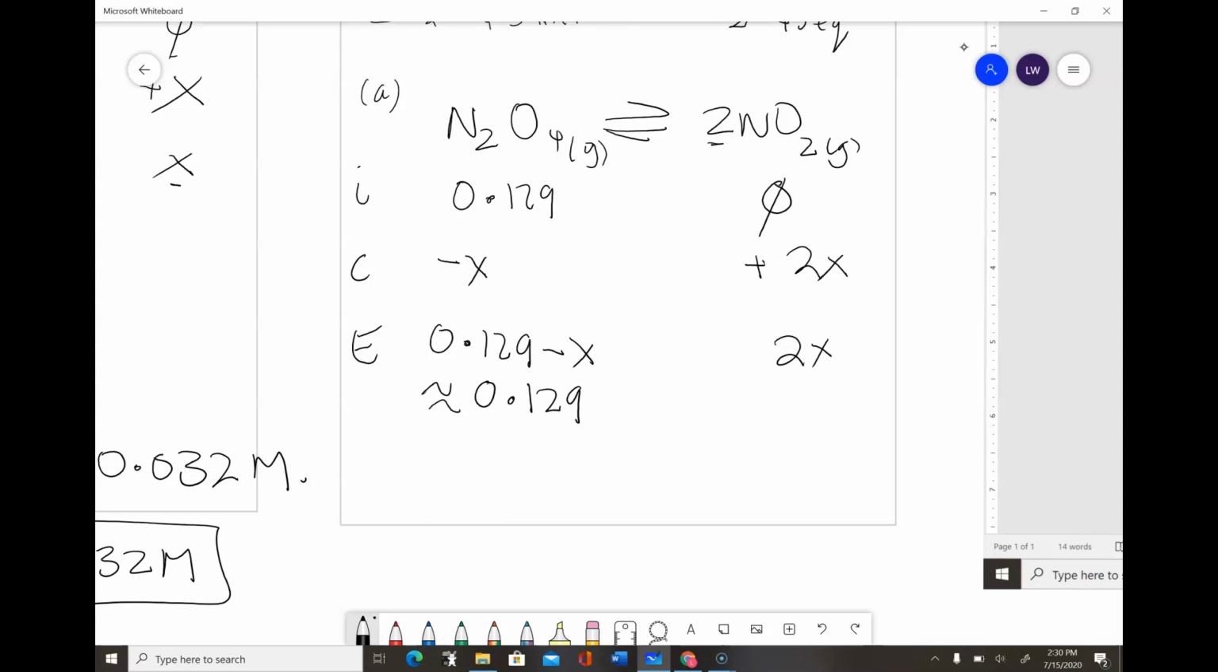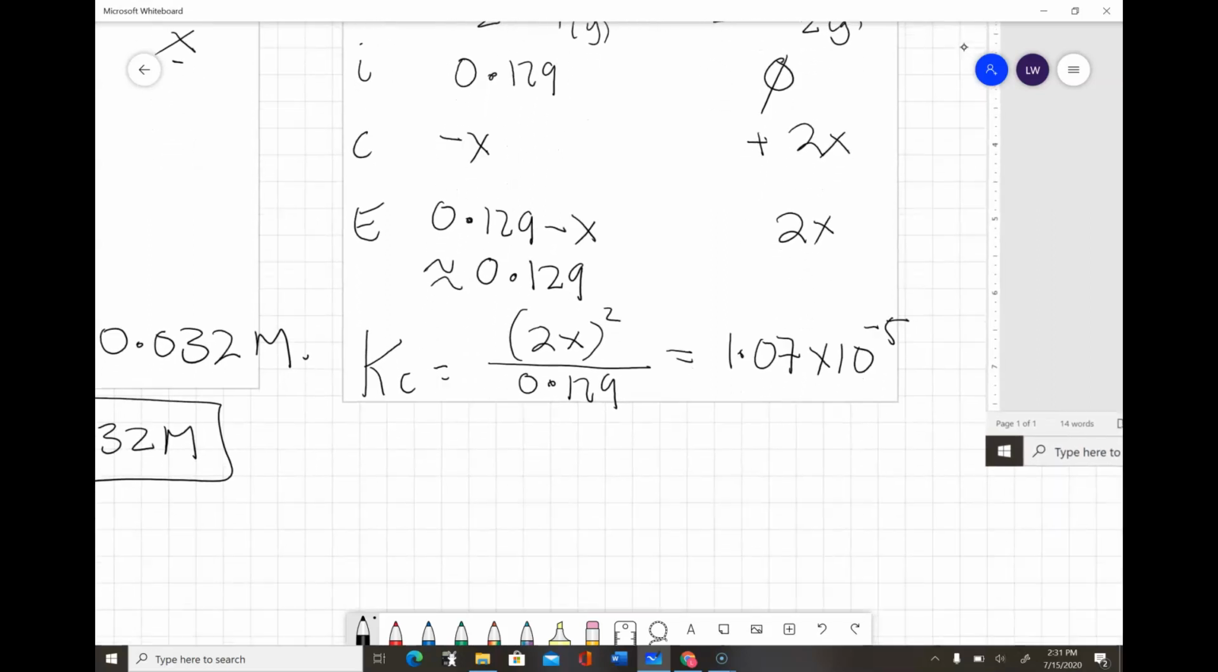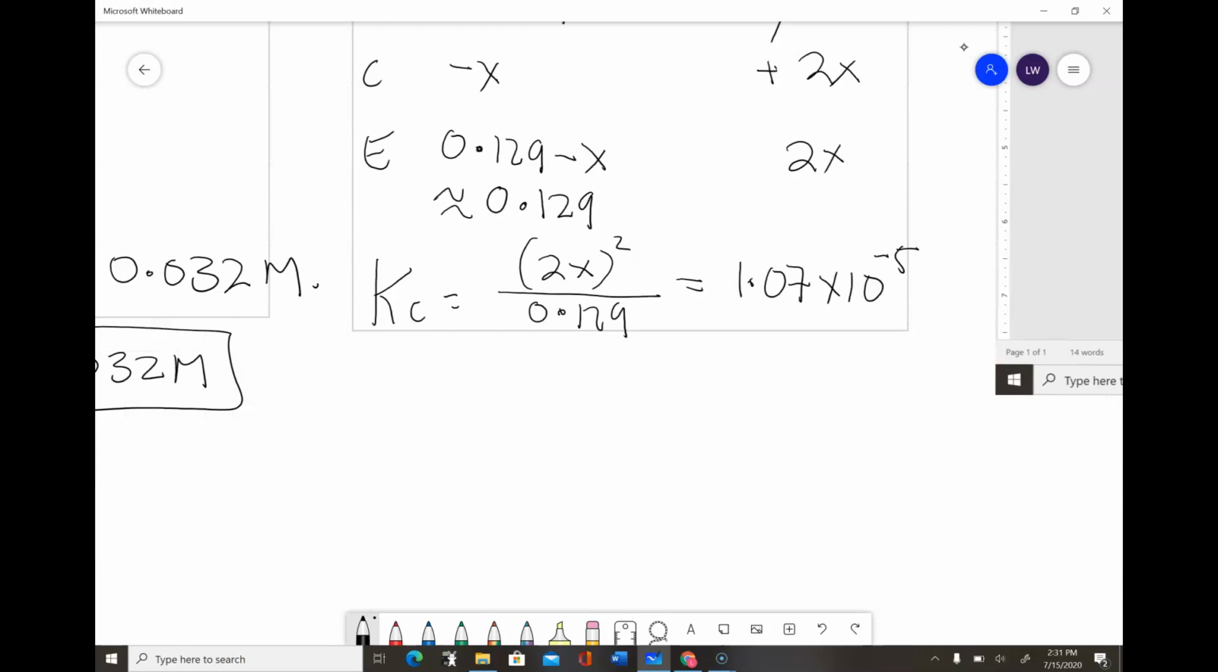So now we're going to go ahead and calculate the Kc for this. So it's products, so that's 2x all squared over reactants, which is approximately 0.129, and then that's equal to my Kc, which was 1.07 by 10 to the minus 5. So when we have a very small Kc, we'll make this approximation. So let's see what we've got now.